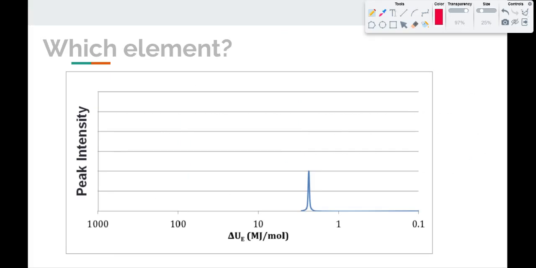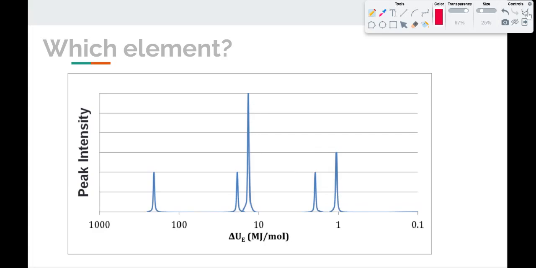Okay, looking at this, one of the things that you might be asked to do on an exam or something like that is to identify an element from the PES. We can see that it looks like it's a spike too high. There's only one spike on there, so we would have to assume that this is 1s2. 1s2 is helium.